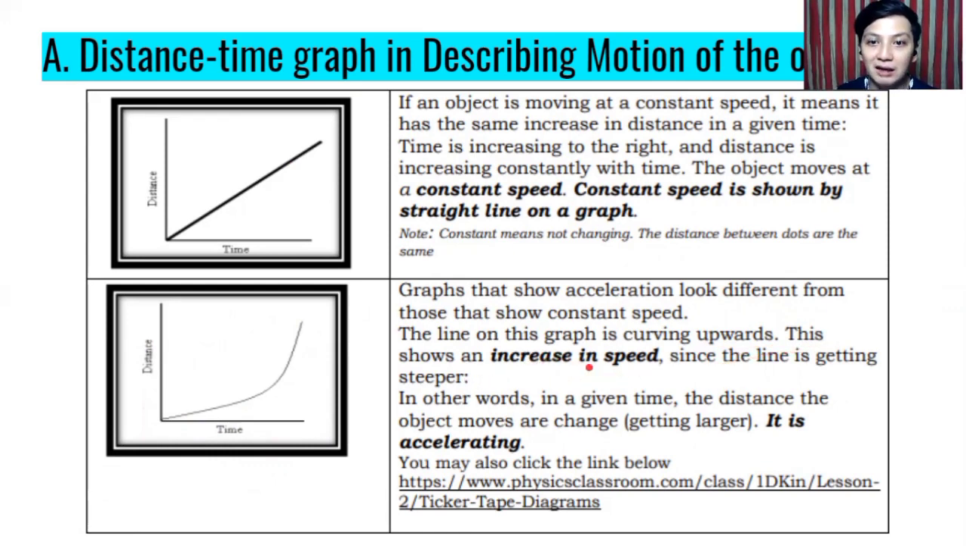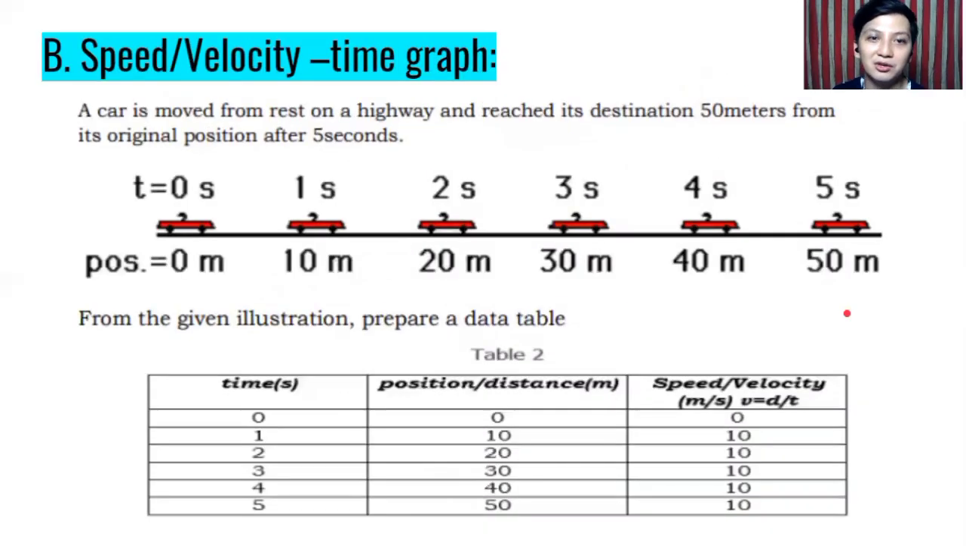So pumilis. Okay? Tumaas yung speed niya. Since the line is getting steeper, in other words, in a given time, the distance the object moves are changed. Meaning to say, getting larger. It is accelerating. And when we are talking about that, meaning to say, at a certain point or at a certain time, it changed its speed. It increased its speed. Okay, bigla siyang bumilis. Sabihin natin, nung ka 9 seconds nga, biglang tumaas bigla. Bumilis. Okay? So, it is easily understood, right?